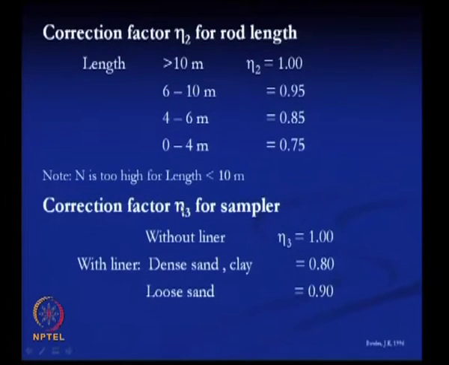Now, the correction factor for this sampler: if it is without liner, the sampler tube, then this correction factor is 1. If with liner, and we are measuring this N value for dense sand and clay, this value is 0.8. For loose sand, this value is 0.9.